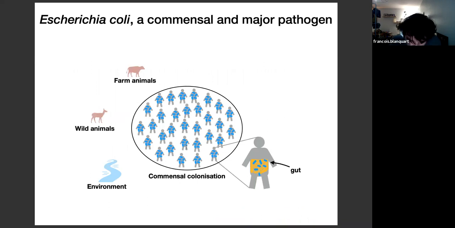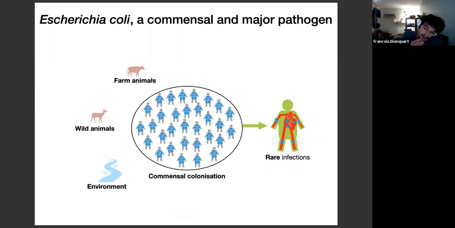Okay, so E. coli is at the same time a commensal, but also a major pathogen. It lives in the gut of almost all humans. It also lives in other animals, wild animals, farm animals. It can be found in the environment, in water, for example. And its typical habitat is the gut, but it can also cause very rare infections.